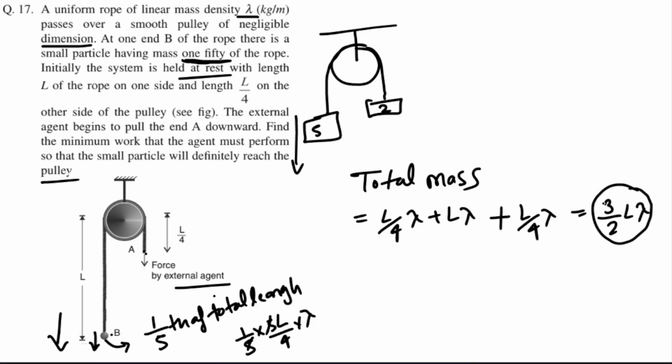So this is the total mass. Now, the case when half the mass is on this side and half the mass is on this side, what will be the half mass on this side?